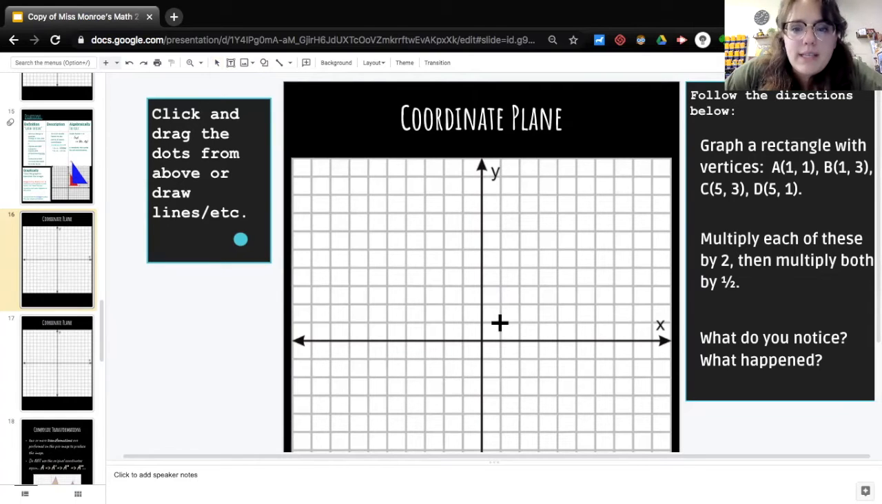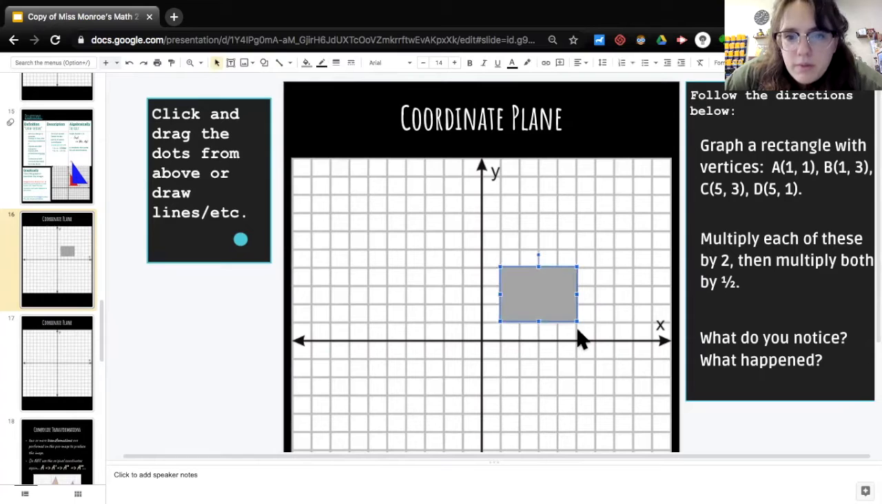But the original rectangle is at 1, 1, 1, 3, 5, 3, and 5, 1. 2, 3. Right here. Is that right? 1, 2, 3, 4, 5. 1, 1, 2, 3. There we go. So that is our shape.